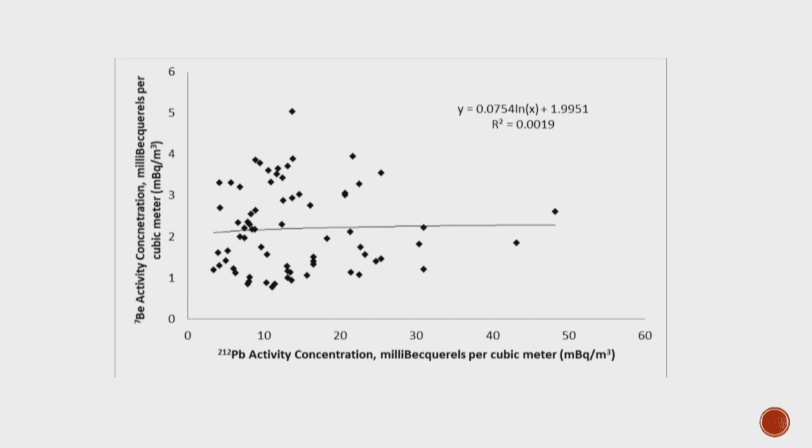We tried to correlate the activity concentrations of our beryllium-7 and lead-212 to determine the correlation between each other. Based on this graph, we see that there is no correlation between the two, which suggests that atmospheric processes occurring within the Philippines affect both radionuclides independently.